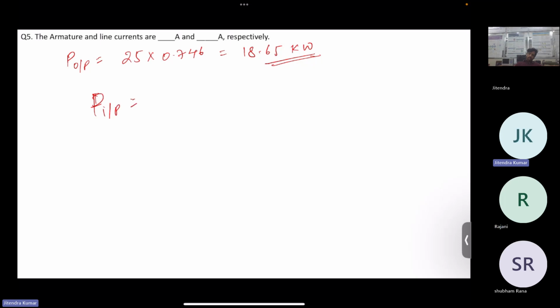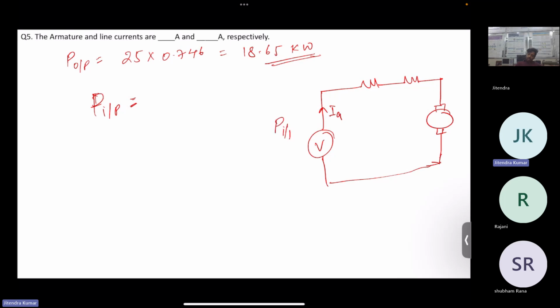Let me draw it. This will be the DC voltage of the DC motor. Since it is a series motor, all the armature resistance and line resistance are connected in series with the armature. So this V and IA will be your input power. That's why we are interested in input power. In a motor, what is the input? The electrical power; output is mechanical power. So this is a DC series motor, and that is why input is electrical power.